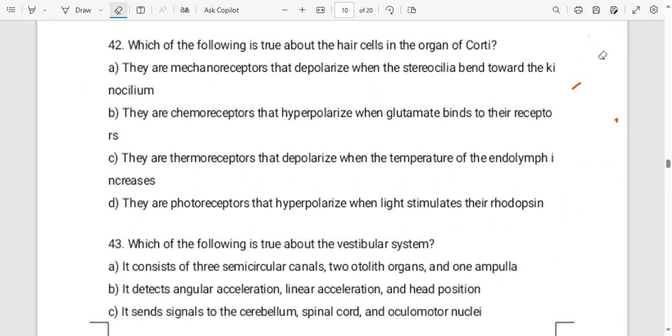Which of the following is true about the hair cells in the organ of Corti? They are mechanoreceptors that depolarize when stereocilia bend towards the kinocilium. They are chemoreceptors that hyperpolarize when glutamate binds to their receptors. They are thermoreceptors that depolarize when the temperature of the endolymph increases. They are photoreceptors that hyperpolarize when light stimulates their rhodopsin.